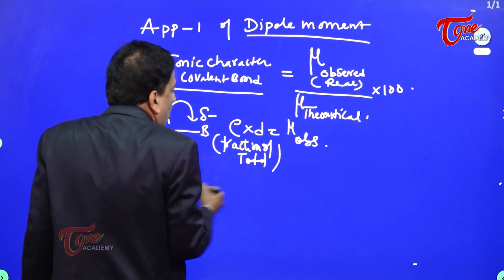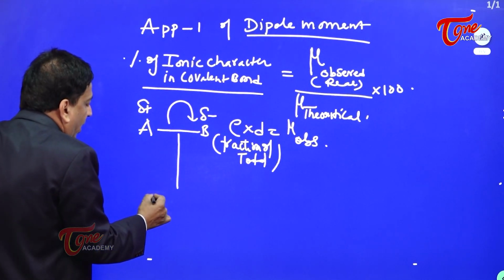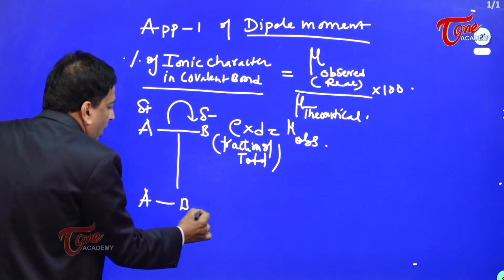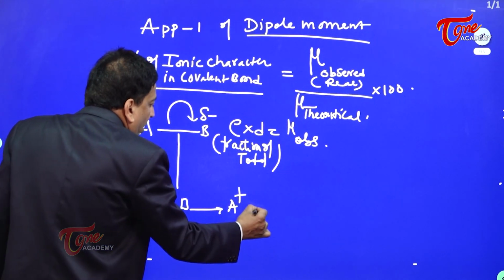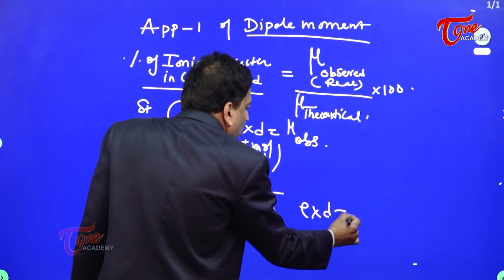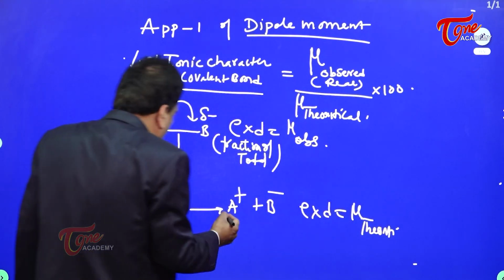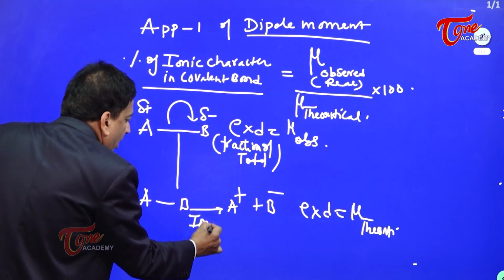Fraction of the total charge. Suppose the assumption is ionic, then if AB is ionic, it will give A plus and B minus. In that case, E into D is also mu theoretical, because we are assuming that this is ionic.